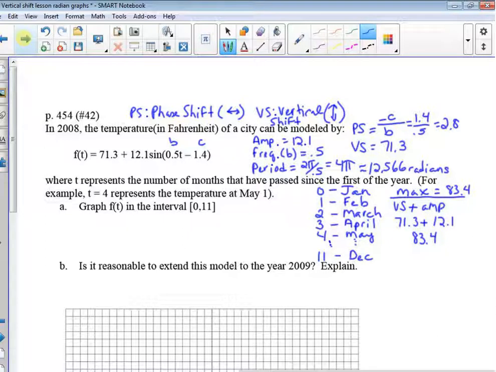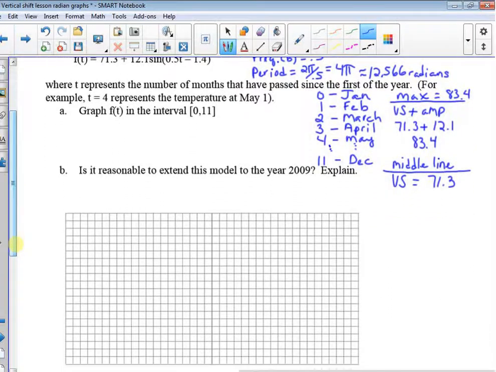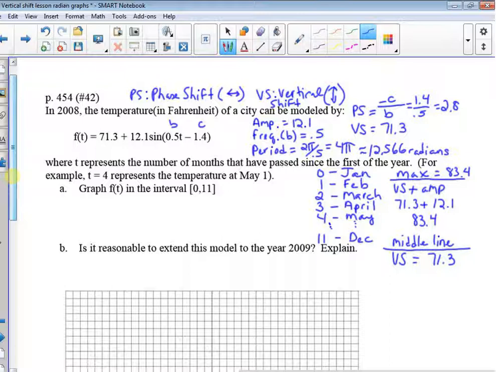And then if I wanted to find that middle line, that middle line is the vertical shift, which is 71.3. So that's going to be important for some reasons I'll share with you. So what we're going to do now is put this in the calculator, and we want to be in radian mode.